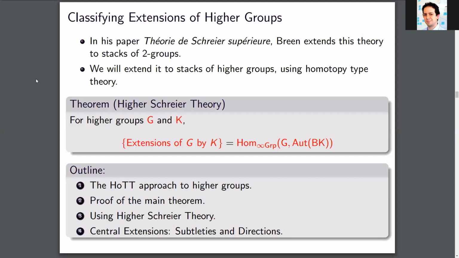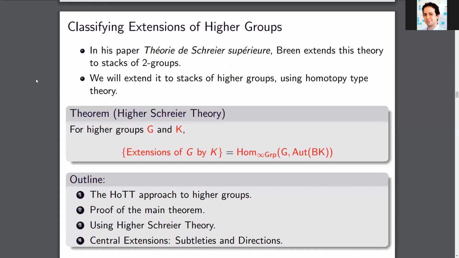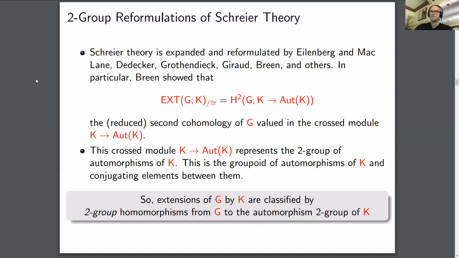So in the theorem you mentioned a slide or two ago that all extensions are classified by these two group homomorphisms. Yes. Here, G and K are still just groups, right? Yes, G and K are still just groups, and we're going to do it for higher groups. Right. So, but what is the two group? Like, how are you treating G as a two group here?